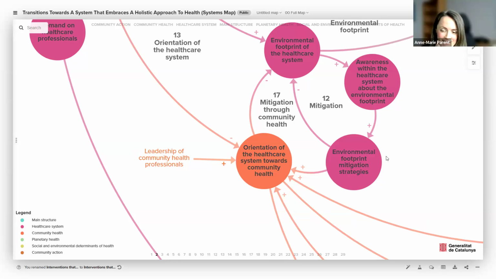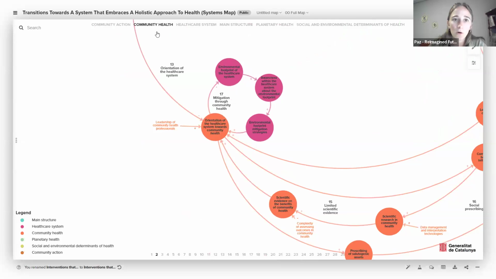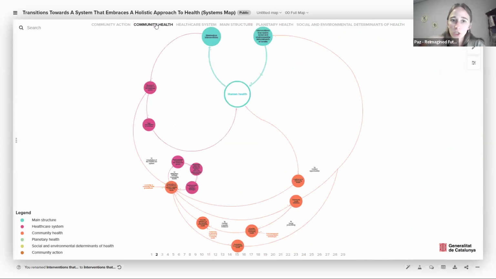Ron, note that it's clear in the chat. Okay, great. Okay, so then we go into the community health region.